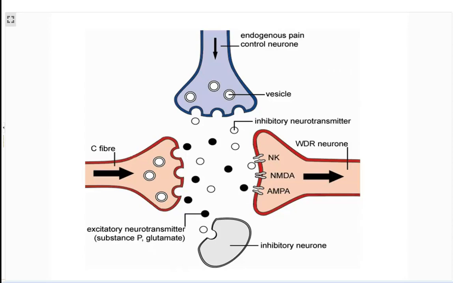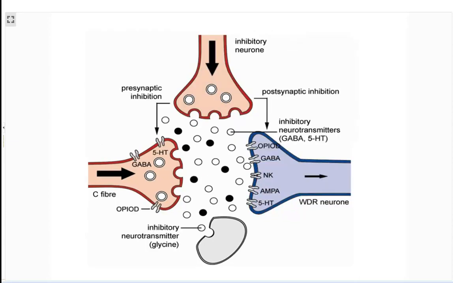So the message is carried along the C fibre, release of neurotransmitter into the synapse, and they will then normally go through the natural killer receptors or ion channels and the AMPA ones. The NMDA channel will stay closed, and then that transmission is carried up through the wide dynamic range neuron. So this is pretty much a resting state of a normal system that is going on.